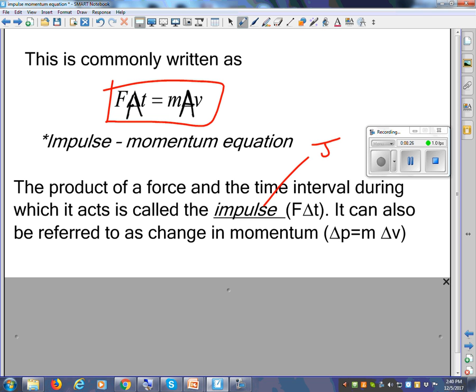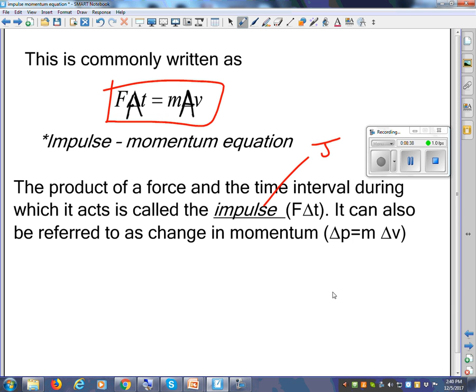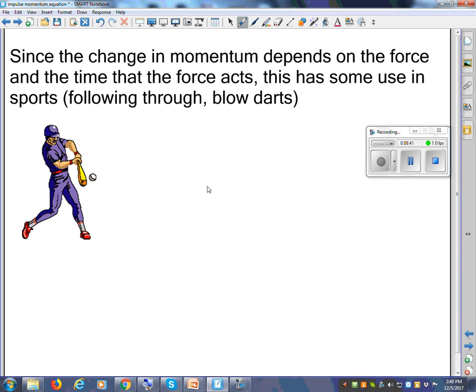Because as I pointed out, I'm increasing the time. Okay, and that is the whole idea of this. Since the change in momentum depends on the force and the time that the force acts, this has some use in sports. Following through. When you first learn how to play baseball, the coach always tells you to follow through. A lot of coaches don't know why. It's because following through will increase the time.